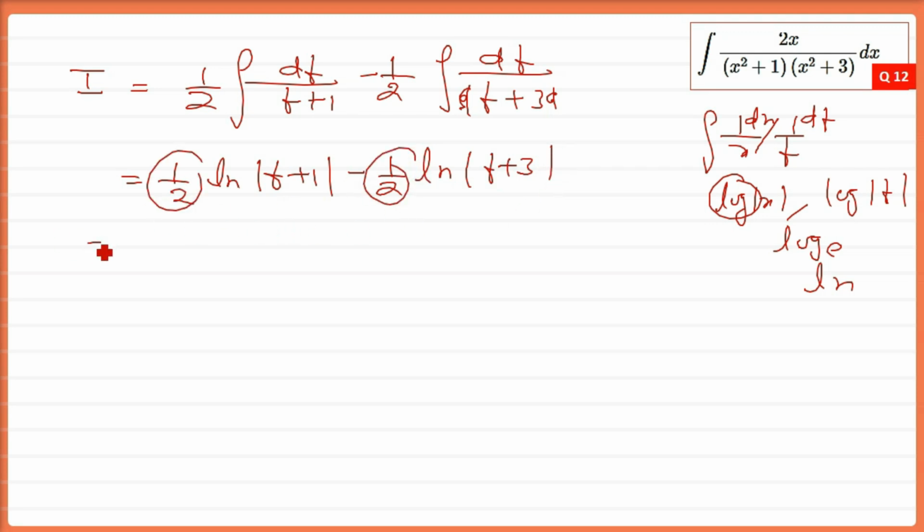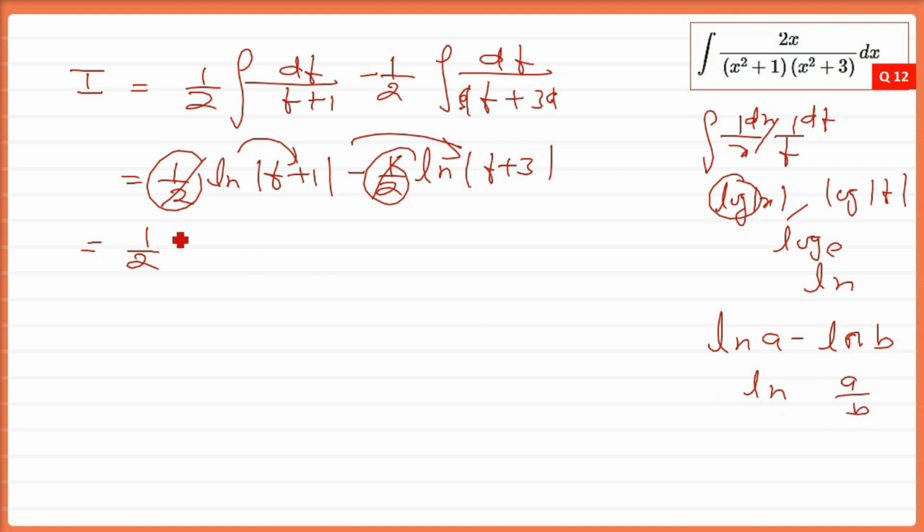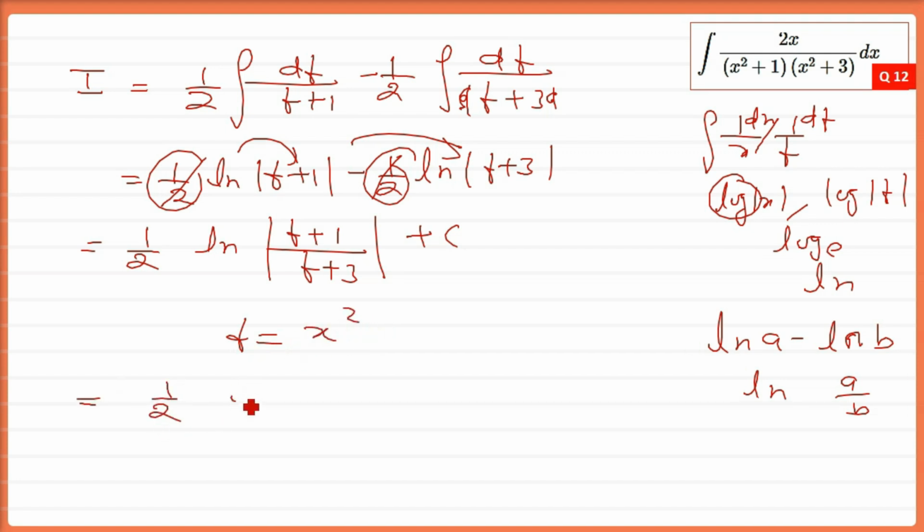Half and half you can take common. This will be ln (t plus 1) minus ln (t plus 3). So it will be log a minus log b, which will be log a divided by b, that is ln a divided by b. So we have half ln modulus of (t plus 1) divided by (t plus 3) plus a constant of integration. Now if you remember, t was assumed to be x square. So now replace t by the original thing which was given in the question, which is x square. So half ln (x square plus 1) divided by (x square plus 3) plus a constant of integration, and this will be your final result.